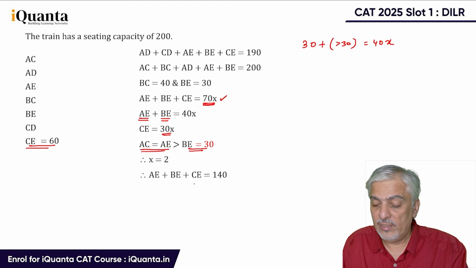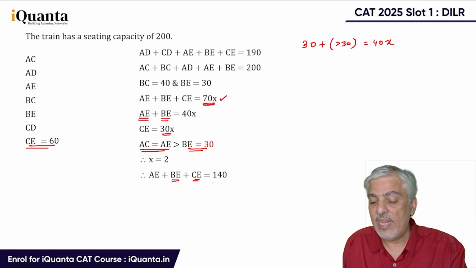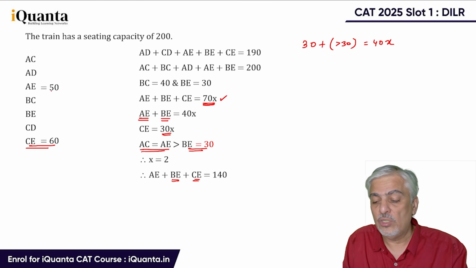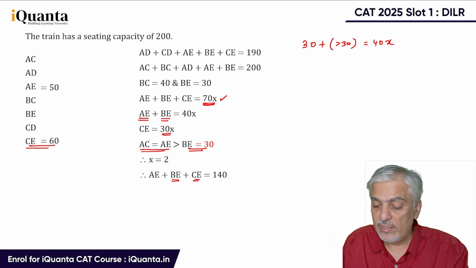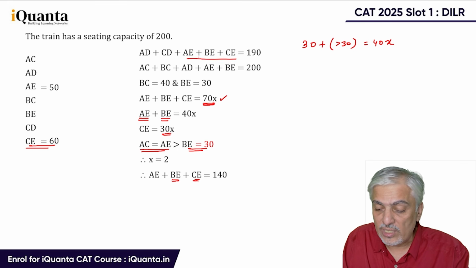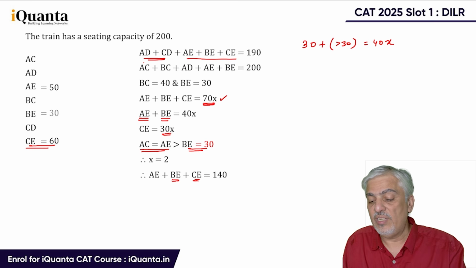Next what? These two I know, 30 and 60, 90. So, AE will become 50. We got that much, so we got these two. Now, if I put all these data over here, I will start getting a lot of other values. For example, this itself is 140. So I get these two is 50, right?